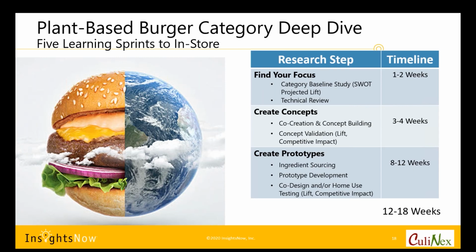And then in step 3, creating actual prototypes on the bench. That generally takes, in sprint 3, 8 to 12 weeks or so, and that includes commercial ingredient sourcing, prototype development, and co-design or home use testing of prototypes. In total, 12 to 18 weeks for the first 3 steps in the CRAVES process.